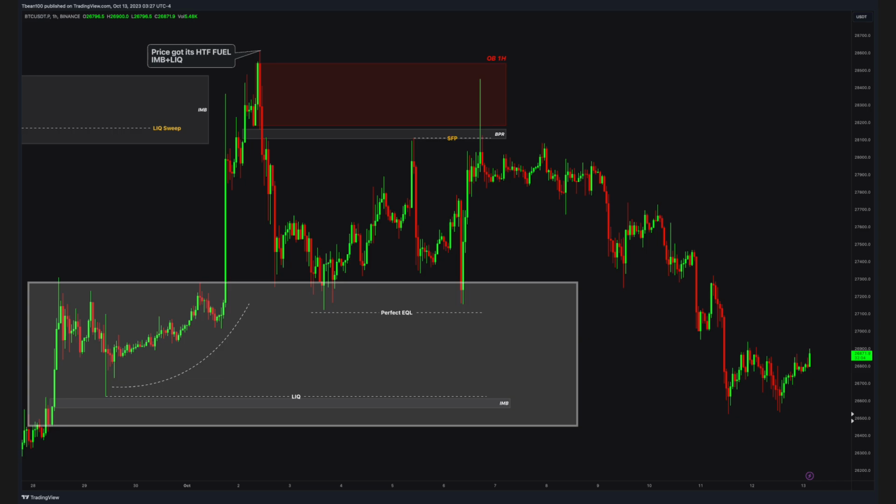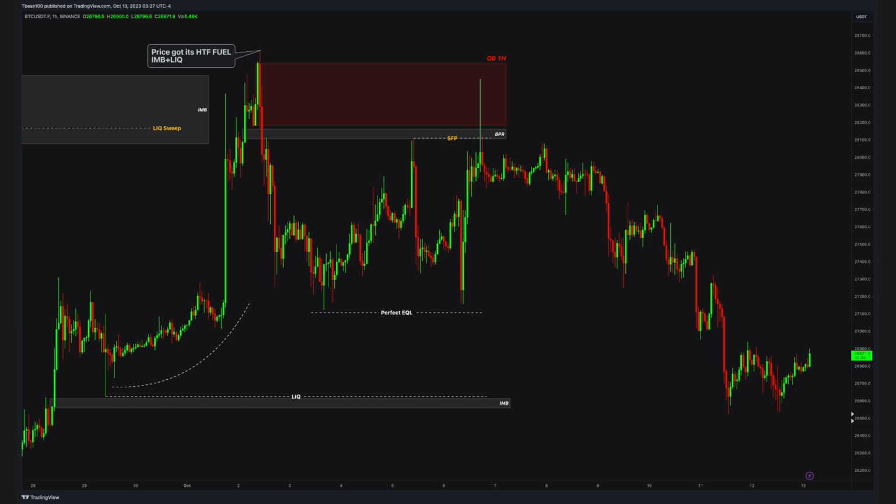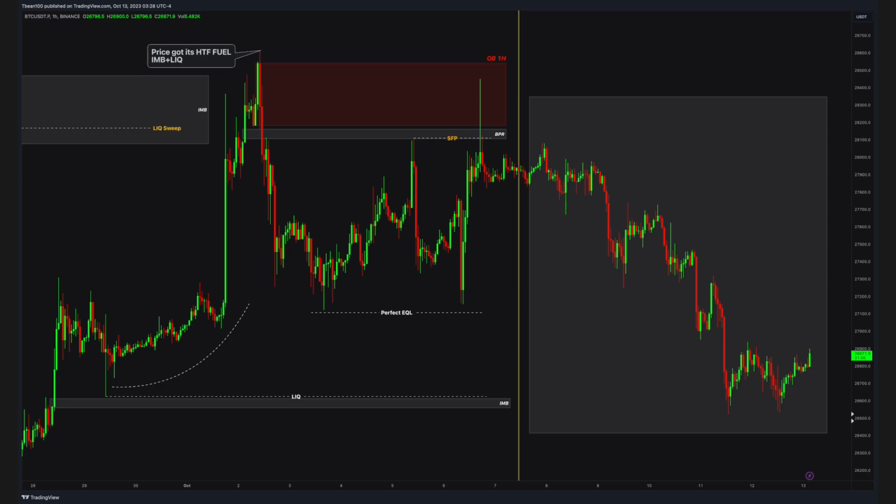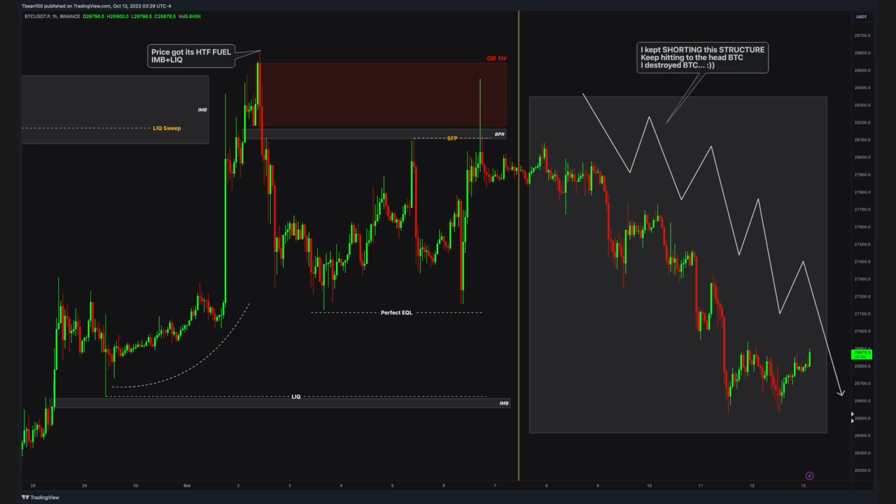Do you see what I'm doing here? I am looking for more and more reasons if the price may want to go down or not. After all that knowledge, I already knew the bias. All I had to do was wait for the opportunities to take a short trades. I basically wrote this structure. I kept hammering the Bitcoin. I simply destroyed Bitcoin. It was no challenge to me.